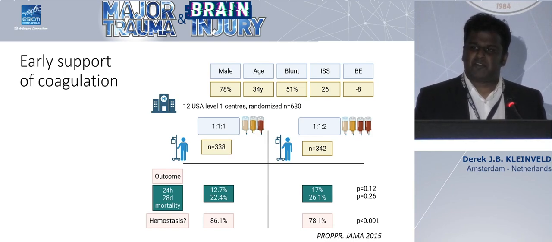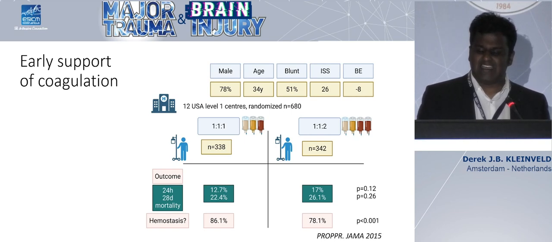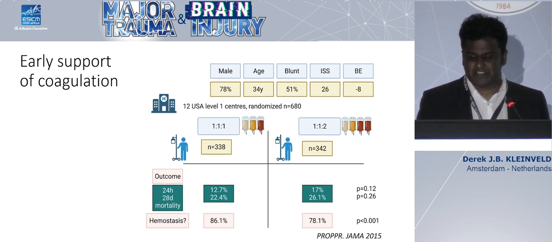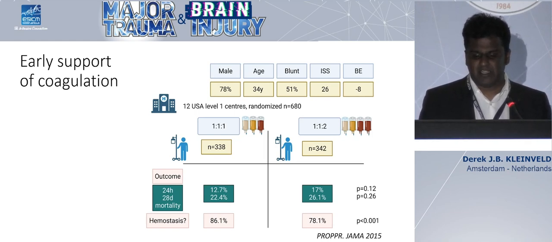Their primary outcome was a composite of 24-hour and 28-day mortality, and they did not find any statistical difference. There was a difference, although they were largely underpowered to detect that difference. Although they found that more patients in the balanced transfusion strategy actually achieved hemostasis, which was a secondary outcome of their study.